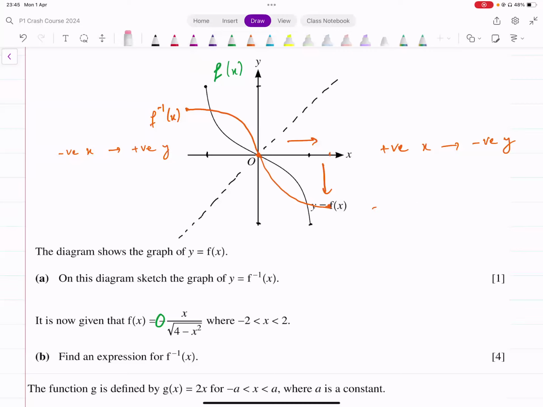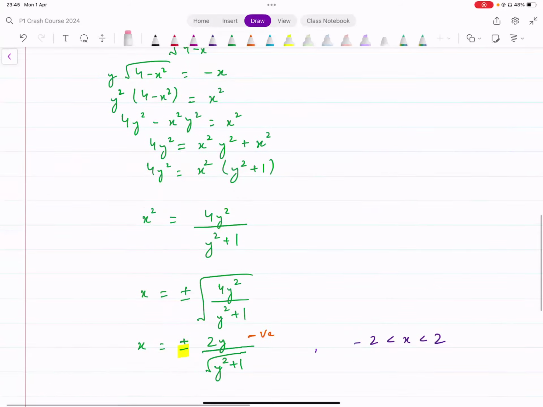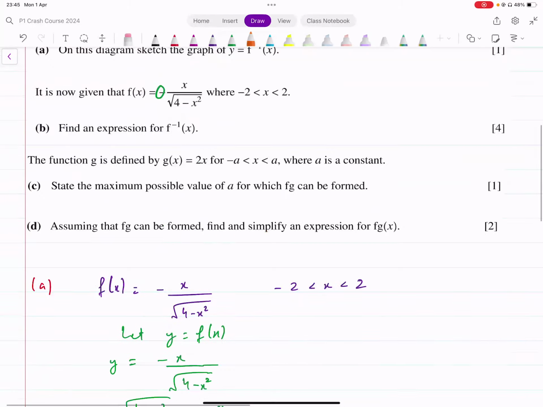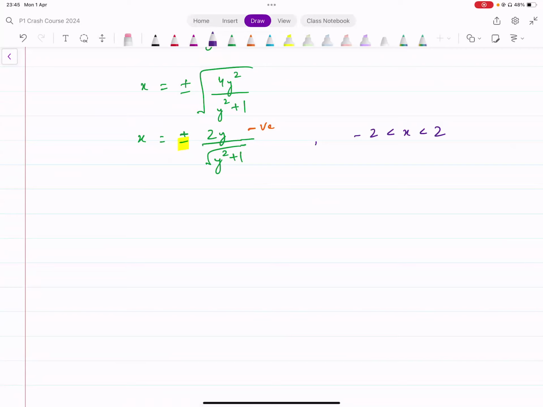So that is why we should use a negative sign there. When x is negative, y is positive, and when x is positive, y is negative. They're supposed to have opposite signs. In order to have those opposite signs, the sign that we should be using here is the negative sign. x equals minus 2y over square root of y squared plus 1. That means f inverse of x is minus 2x divided by square root of x squared plus 1. And that's the inverse function that we were looking for.